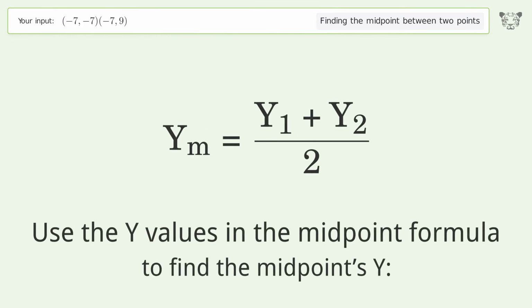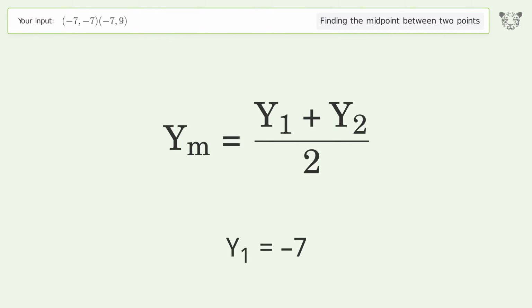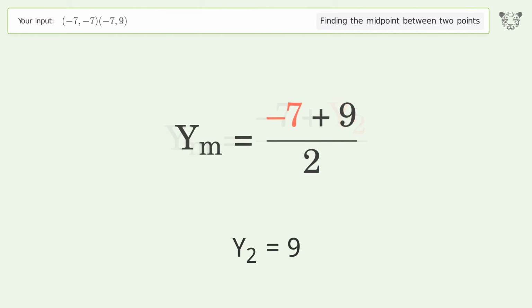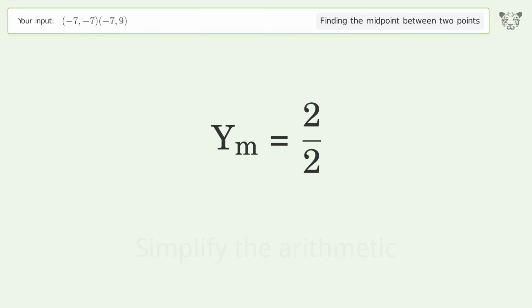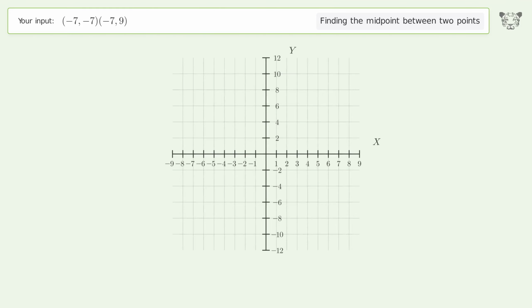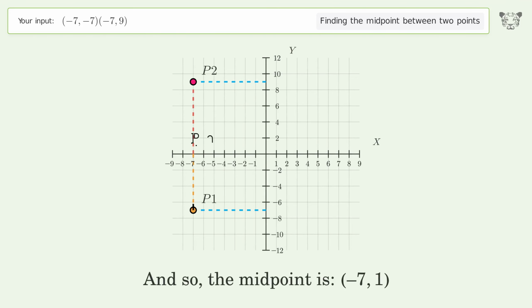Use the y values in the midpoint formula to find the midpoint's y. y1 equals -7. y2 equals 9. Simplify the arithmetic. And so, the midpoint is -7, 1.